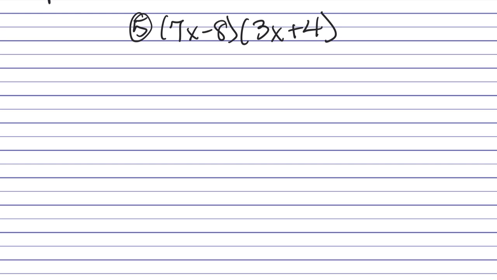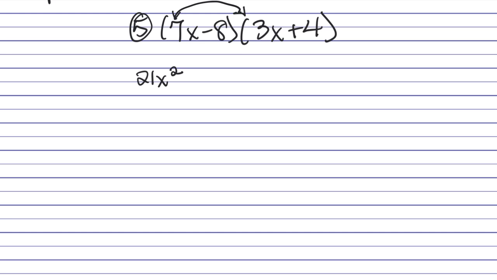So if we're going to use FOIL, you're going to multiply your first term by your first term. So these two terms together. So 7 times 3 is 21. x times x is x squared. So I'm going to get 21x squared.